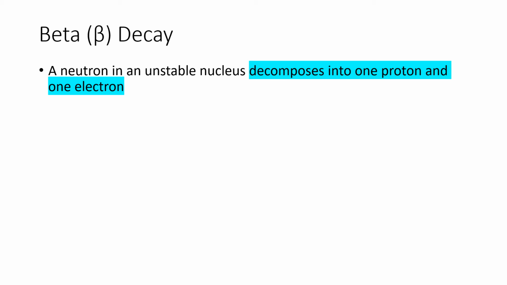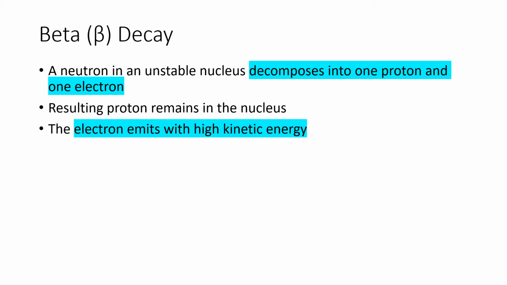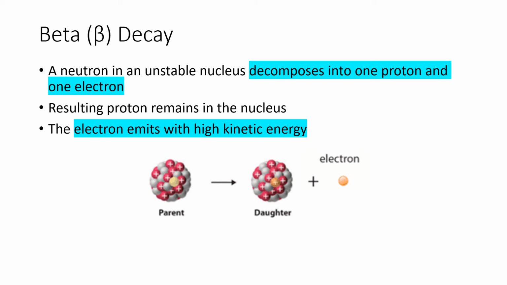Next, we move on with beta decay. As we know, beta particles are fast-moving electrons. During beta decay, a neutron in an unstable nucleus decomposes into 1 proton and 1 electron. The resulting proton remains in the nucleus, while the electron is emitted with high kinetic energy as a beta particle. The figure shows the process of beta decay. So, the general equation for beta decay is as follows.